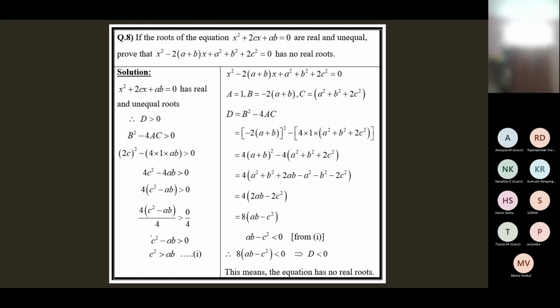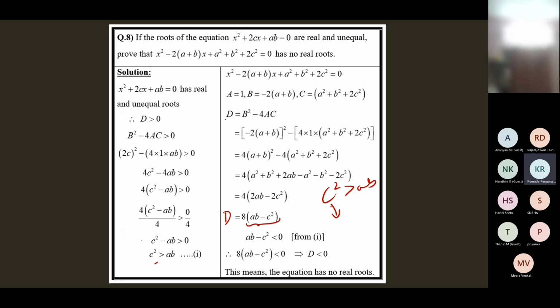So what do we know? We know that C square is greater than AB. Hope you're all following. So this is D. Let's take up this expression first, AB minus C square. What do we have here? C square is greater than AB. That means the value of C square is greater than the value of AB. But here we have AB minus C square.